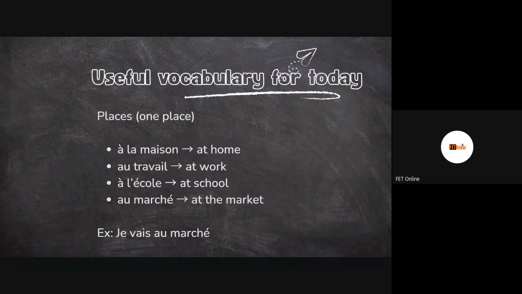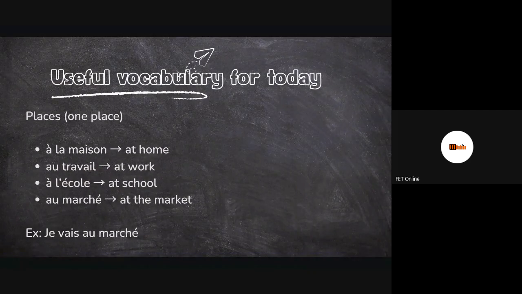And so here is some useful vocabulary for what you want to write in your journal today. If you want to add places, you can add à la maison to mean at home, au travail to mean at work, à l'école to mean at school, au marché to mean at the market. For example, je vais au marché.